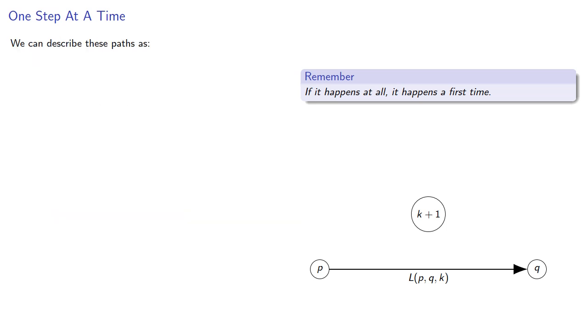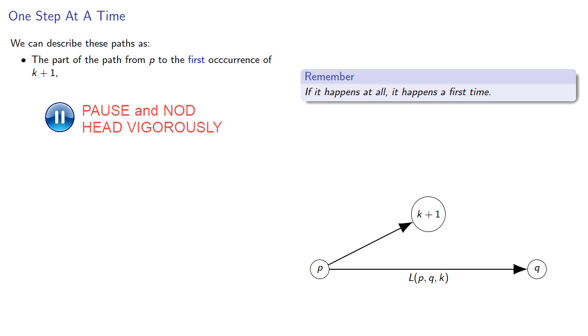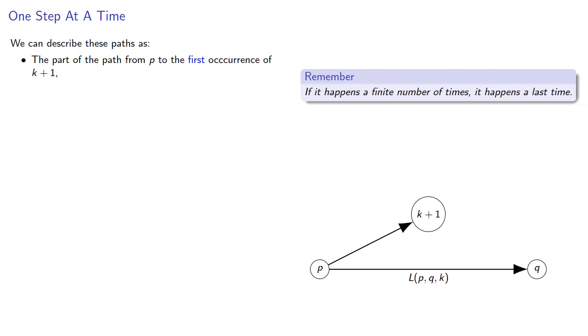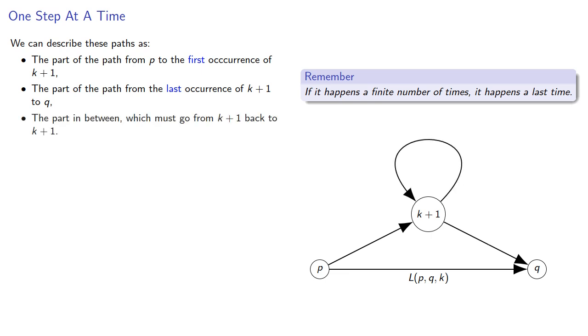And so we might describe these paths as follows. We have the part of the path from P to the first occurrence of K+1, the first time we get to state K+1. Now, remember our strings are finite, so that means that the number of times we pass through state K+1 has to be a finite number. And if it happens a finite number of times, it happens a last time. And so there's a part of the path from the last occurrence of K+1 to the end state Q. And then there's a part in between, which must go from K+1 back to K+1.